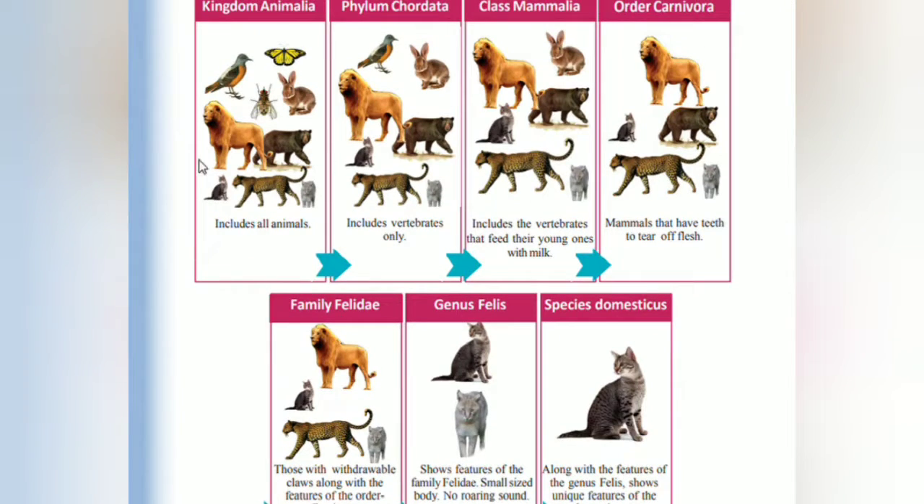What is that in Kingdom Animalia? It includes all animals. Phylum Chordata includes vertebrates only. Then class Mammalia includes the vertebrates that feed their young ones with milk. So the ones that feed milk to young ones are Mammalia. Order Carnivora: mammals that have teeth to tear off flesh, like the lion, leopard, etc.